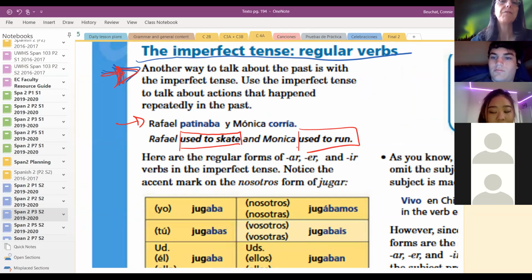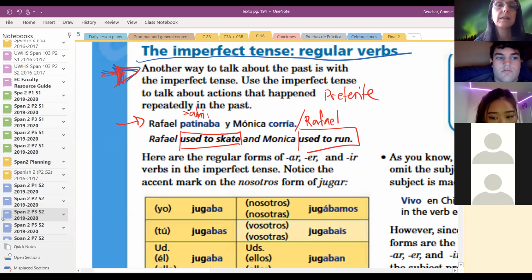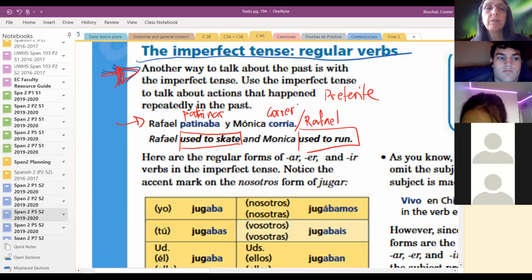So let me put Rafael and Monica now in the preterite. I'm going to put it here that this is the preterite. And let's see if we remember. In the preterite, we would say Rafael. So this is patinar, and this is correr. So what is patinar in the preterite for Rafael? Who remembers?